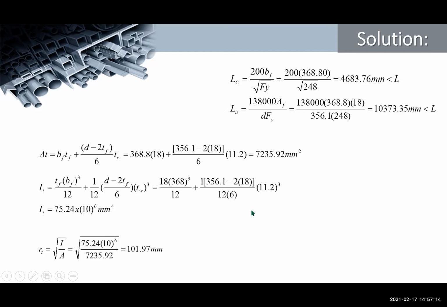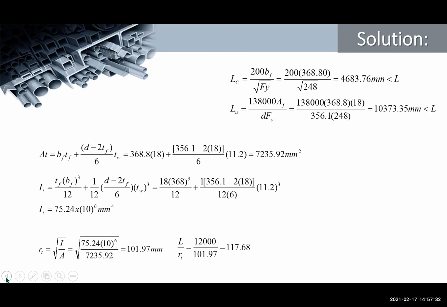Then, makakompute na natin yung L over RT kasi yung hahanapin. Kasi kailangan natin siyang i-compare, di ba? So, compute natin. So, your L over RT, 12,000 divided by 101.97 will give us 117.68.